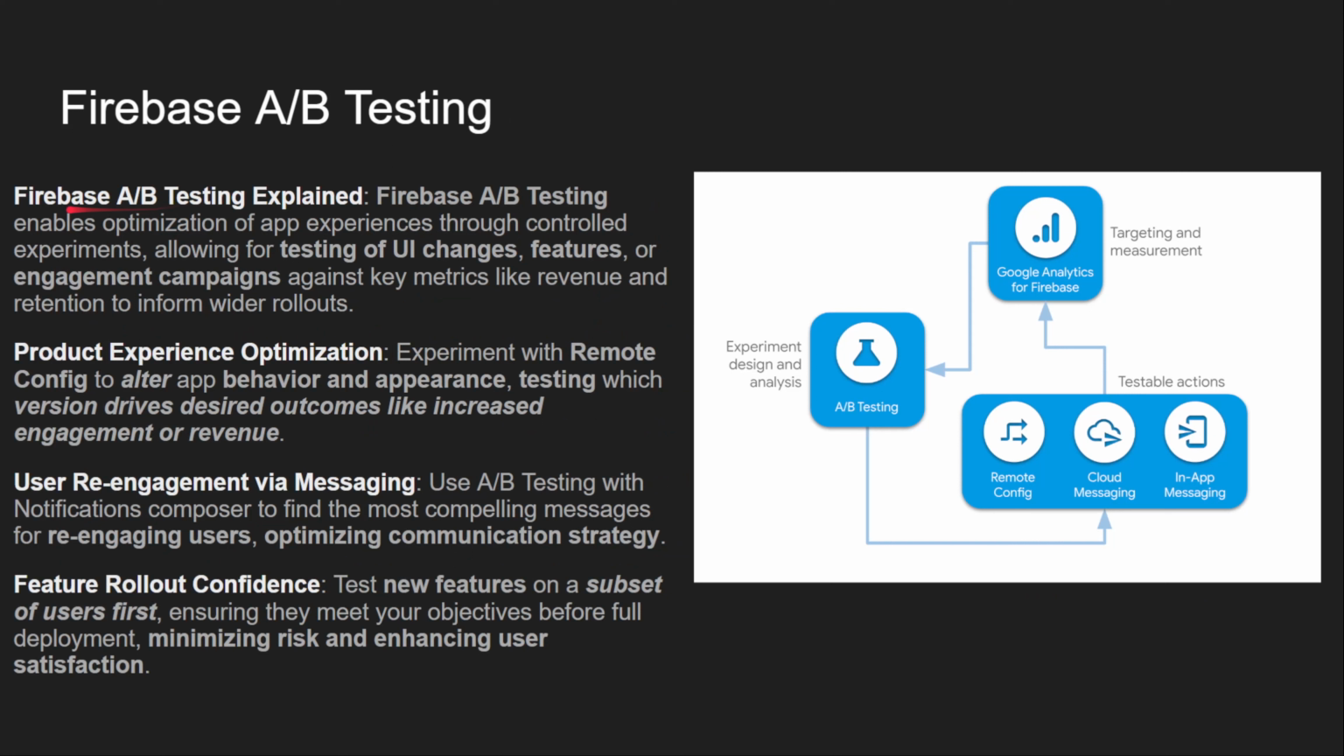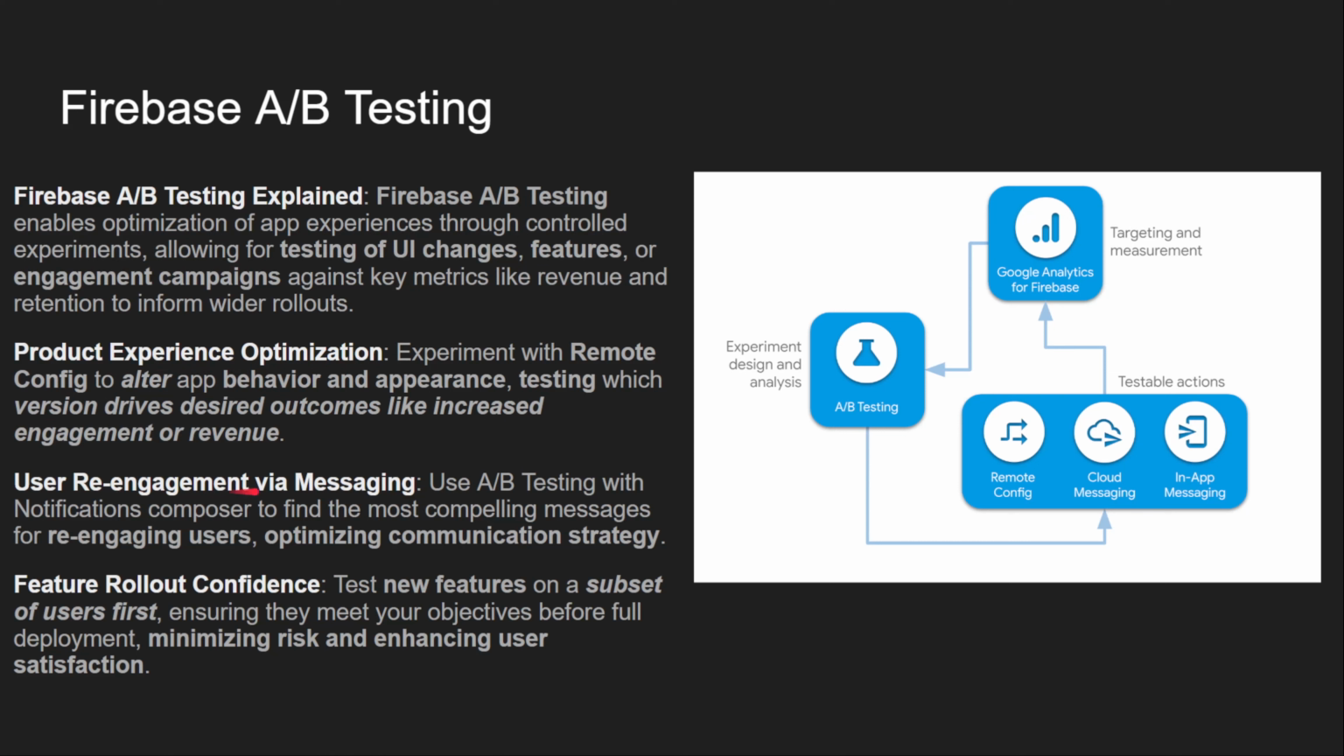Firebase A/B testing. Firebase A/B testing explained. Testing of UI changes, features, engagement campaigns. So you will use metrics to test which features of the app or UI work and your users love most. Product experience optimization. You can use Remote Config to alter app behavior and appearance. Testing versions drives desired outcomes like increased engagement or revenue.